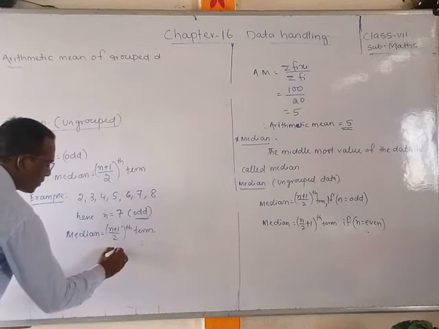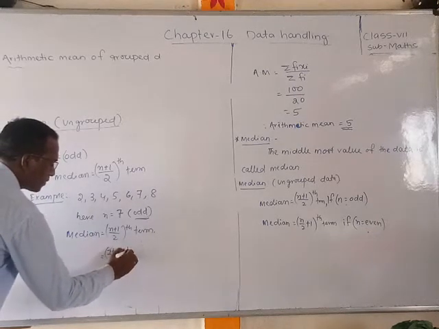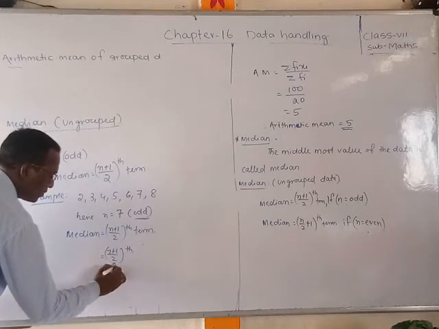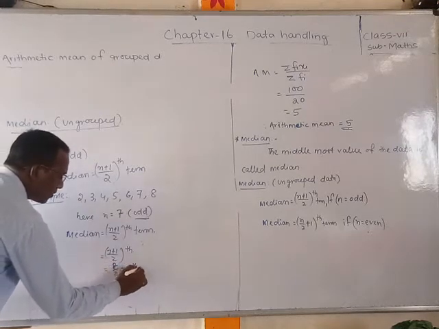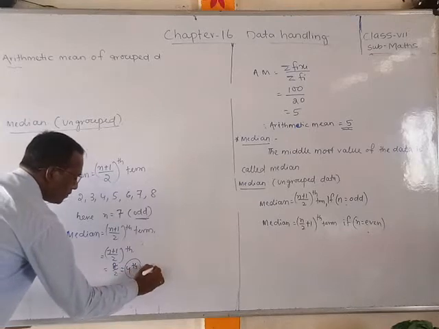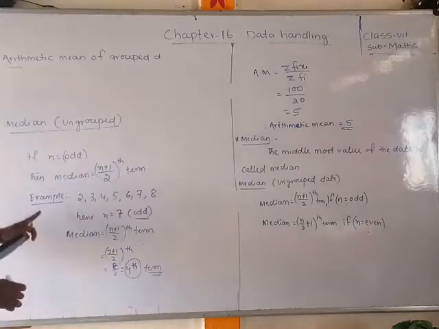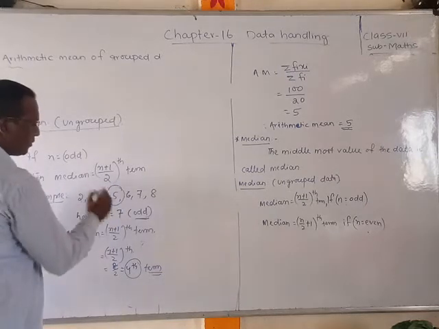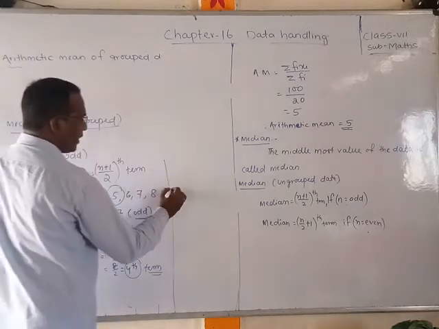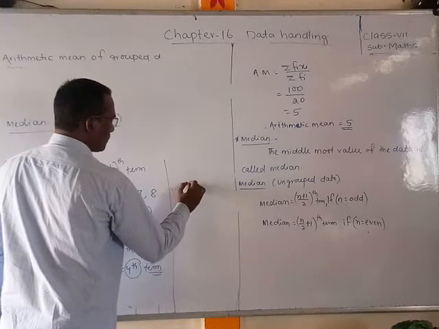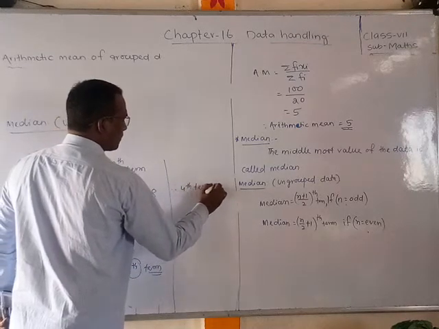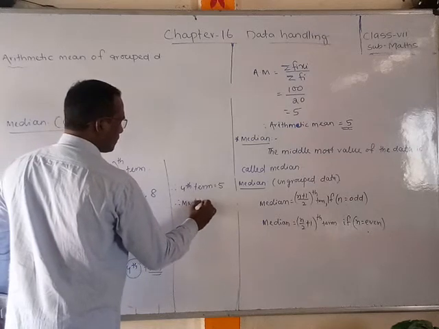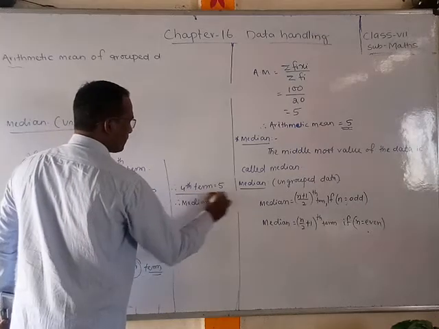n value is 7. 7 plus 1 by 2 is equal to 8 by 2, which is the fourth term. So the fourth term is equal to median. Which is the fourth term? 1, 2, 3, 4. This is called the median. Hence the fourth term, which is equal to 5. Hence median is equal to 5.